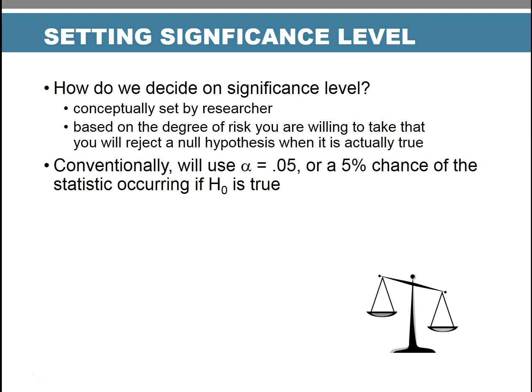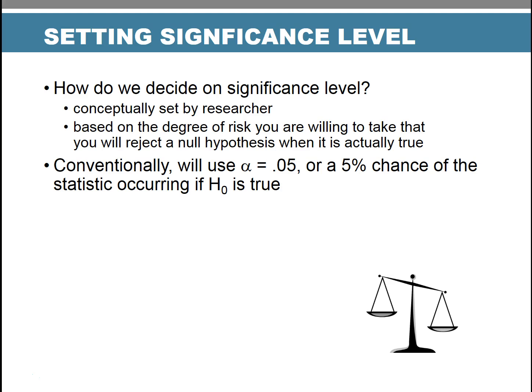If we're dealing with medical testing, for example, and we want to be really sure that a new drug works before we start to actually use that on a lot of patients, and we're comparing two drugs and looking for a difference between the two, we might set a higher threshold, but a lower significance level. So we might say that we are going to use 0.01, or a 1% chance of our statistic occurring if the null hypothesis is true. This means we're being more conservative.